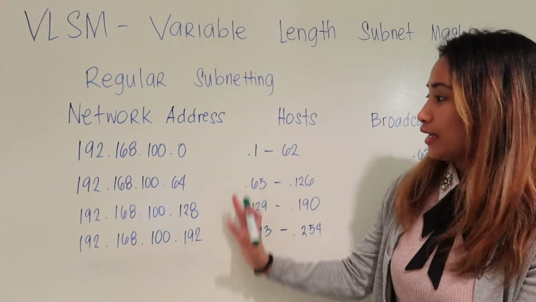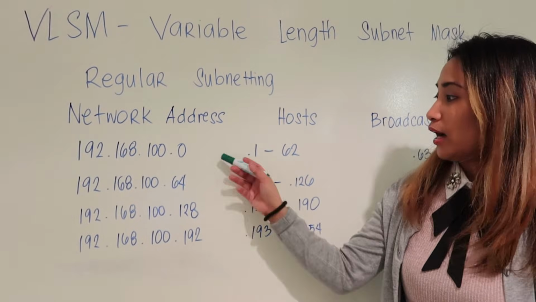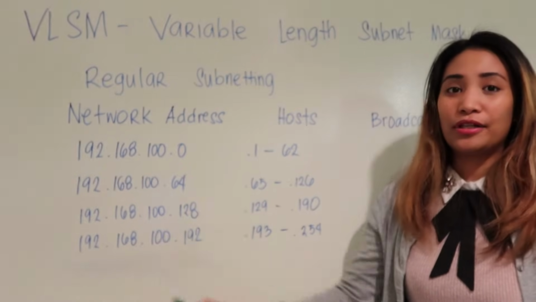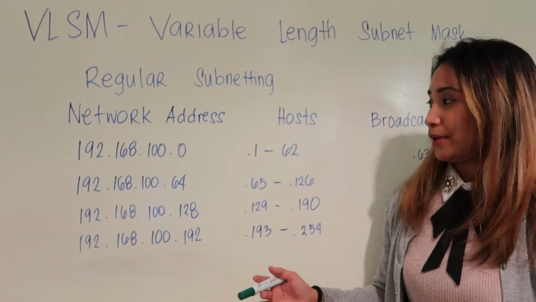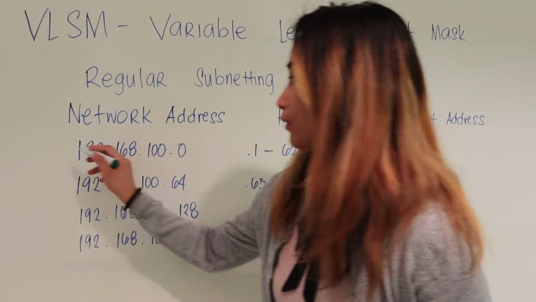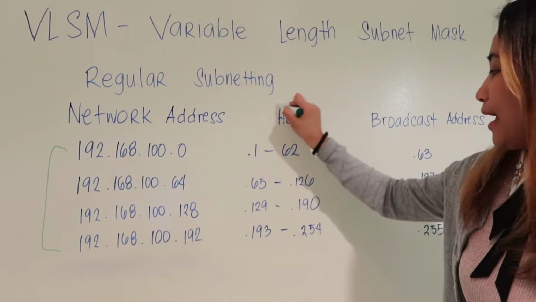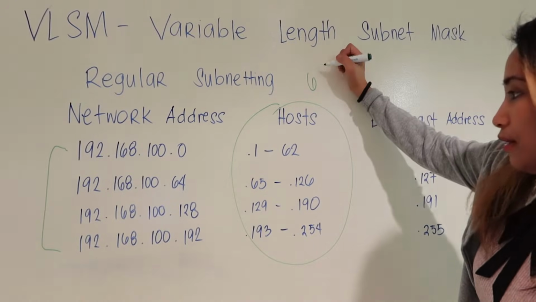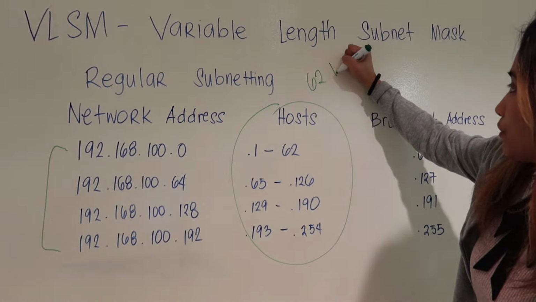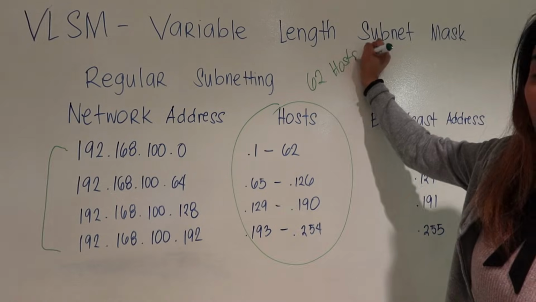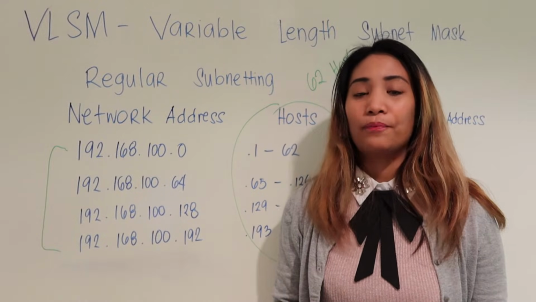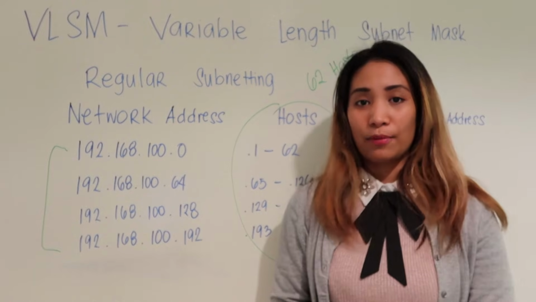So in this network address, as you can see, they all have the same number of hosts. We just did a regular subnetting for a Class C IP address here, and all of them have something in common: they all have 62 usable hosts for this network, which means all the networks here have an equal size of subnet.